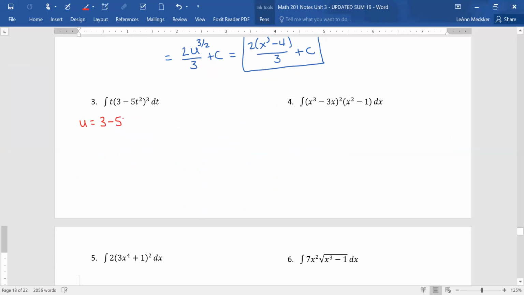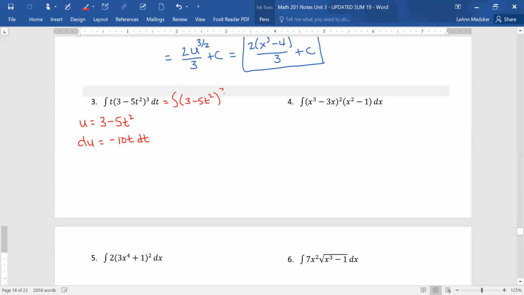3 minus 5t squared. Then I take the derivative of that, and that's going to be negative 10t, and then this would be times dt. So then I'm going to regroup what I have, and notice this time I don't have an exact match, but we can manipulate our statement right here to make it match, and I'll show you how we can do that.